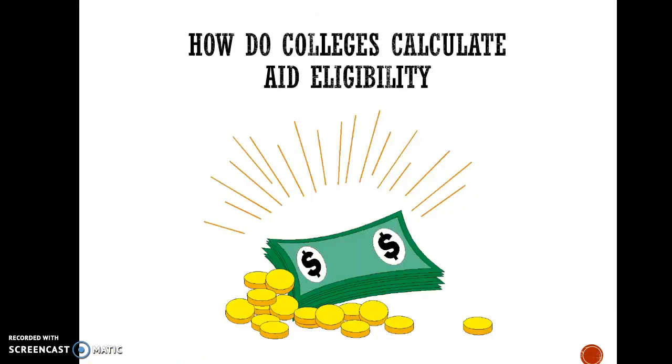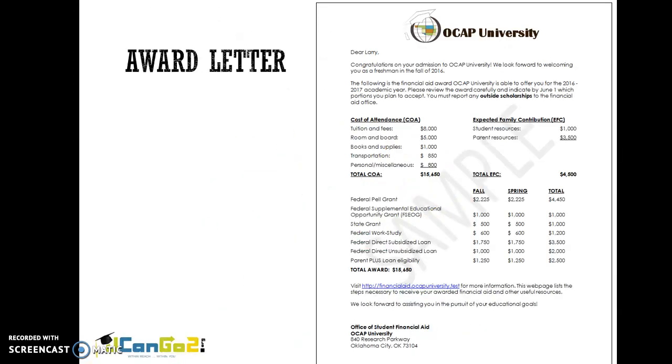So how do colleges calculate eligibility? You will see this when colleges send you your award letter. It will look something like this. Not to say it will look exactly like this. Each college is different. But it will have your tuition and fees, room and board, and things like that, which is your cost of attendance. It will also have your grants and all of the aid that you're eligible for, along with loans.